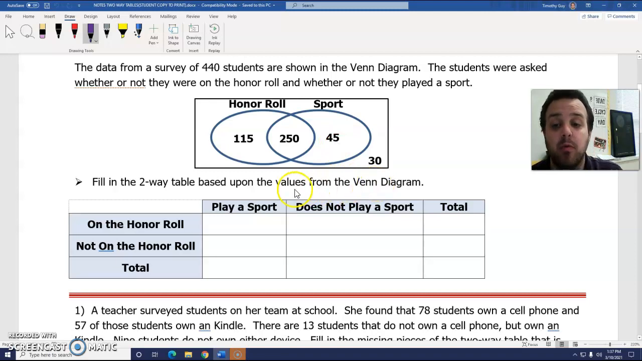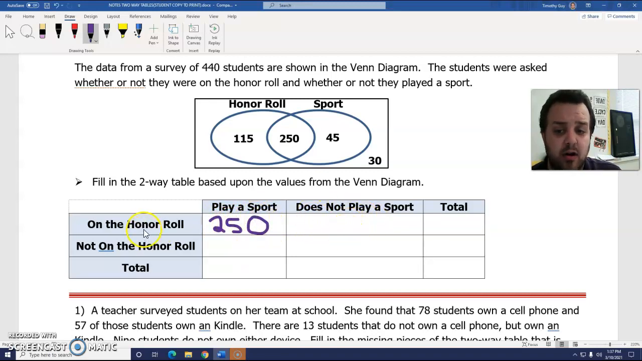Okay. Now, what we're going to do is take this information up here and put it down here in this thing that's called a two-way table, okay? Now, what a two-way table does is it basically lists out that same information that I just verbally said, but it shows it in this table. So, for example, the top left spot here says these are people that are on the honor roll and these are people that play a sport. So those would be the people that are on the honor roll and play a sport, which would be this middle spot right here. So I'd say, all right, that's 250 people.